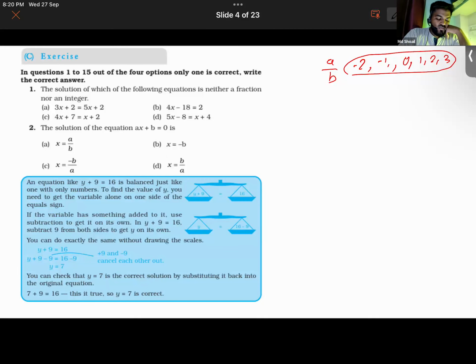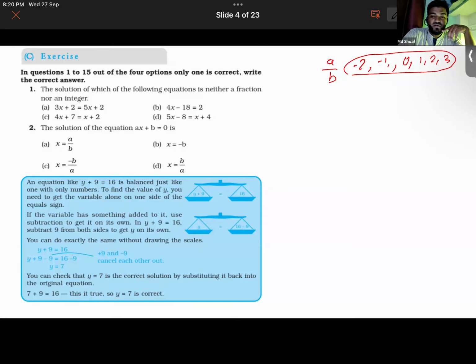Yes, for option number A, what are you guys getting? It's 0. 0 upon minus 2, so it will become 0. Okay. For B, what do you think, Ahmed or Han? Sir, I'm getting minus 5 upon 3. So we can put it in decimals.